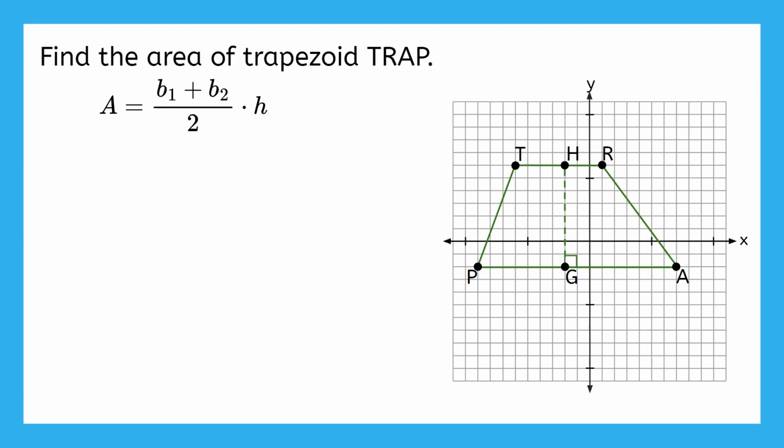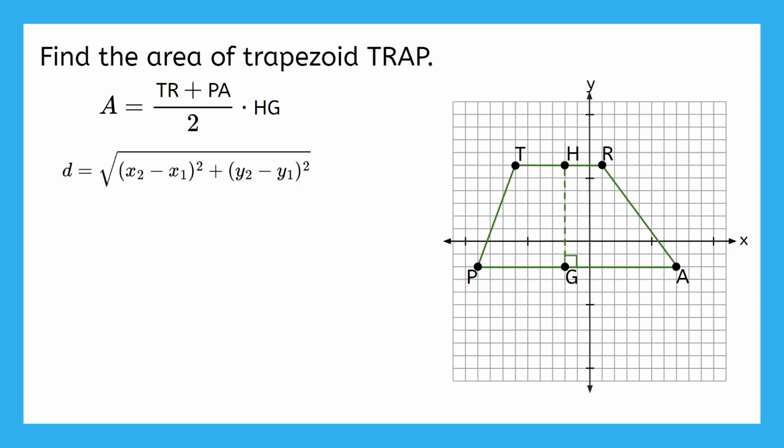Remember, the bases in a trapezoid are the 2 parallel sides, so those would be segment TR and segment PA. The height is the perpendicular segment between them, so that would be HG. These are the 3 segment lengths that we need to find the area of the trapezoid. So, how do you think we could find the lengths of these segments? We can always use the distance formula to find the lengths of these segments.